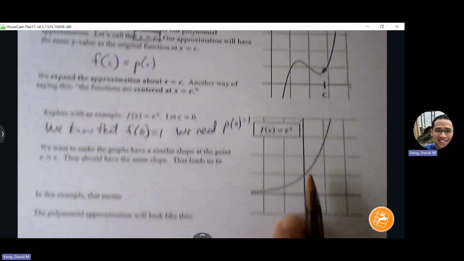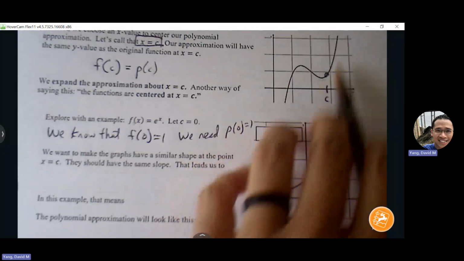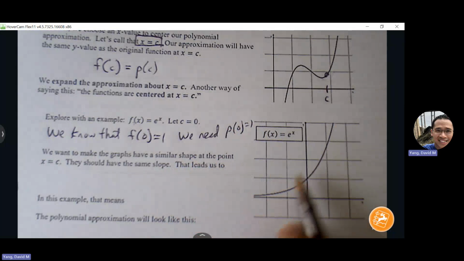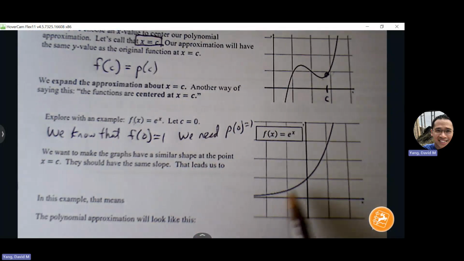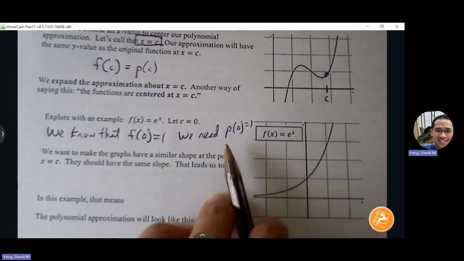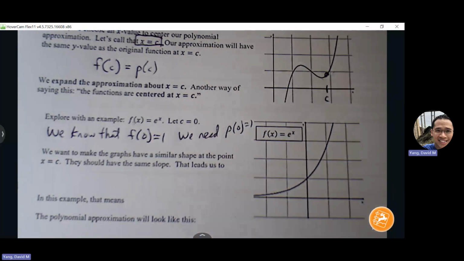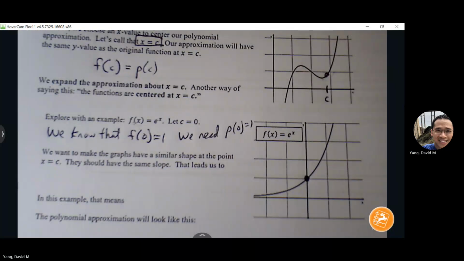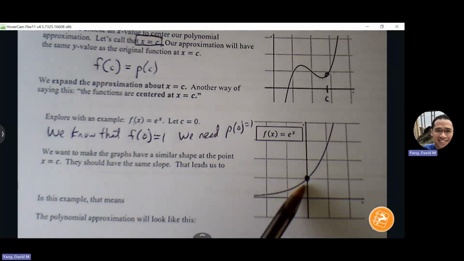So we're going to shift over to this e to the x here. We're going to try to create a polynomial that is going to look like this e to the x. But we're going to start centering at 0 in this case. So here at 0, we have the same points. The ordered pair is just (0, 1) between this graph and this polynomial that we're going to build.